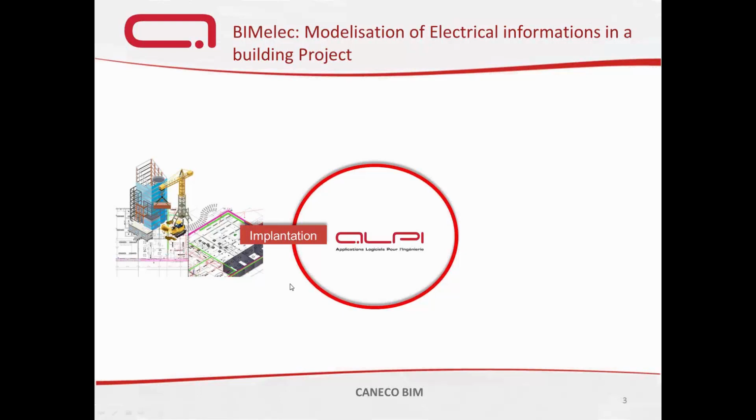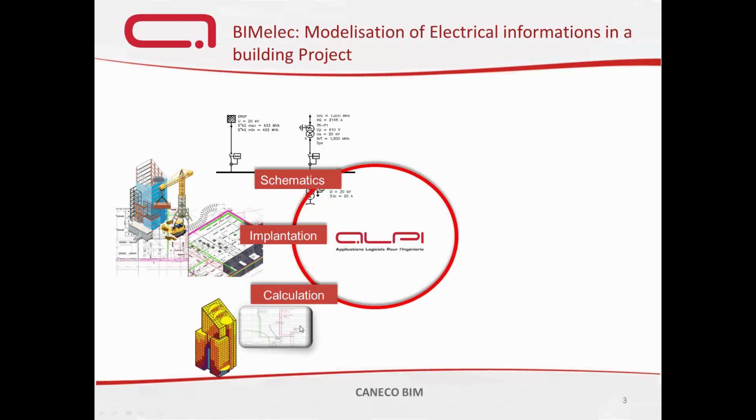What ALPI proposed today, you can, coming from the implantation from Revit, you can automatically create a schematic directly link with what you have described on the drawing. We automatically generate the schematic corresponding. We can also calculate the circuit and define the right protection and define the section of the cable.